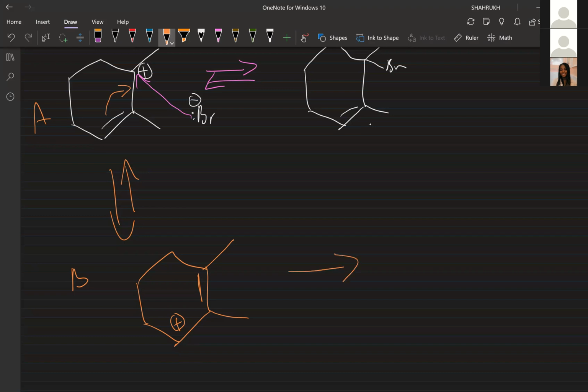So now we can go ahead with this pathway, Br minus, and boom. This is the 1,4 adduct, right? So in both kinetic and thermodynamic control, you're going to get both products, right? And let me just draw out this product.